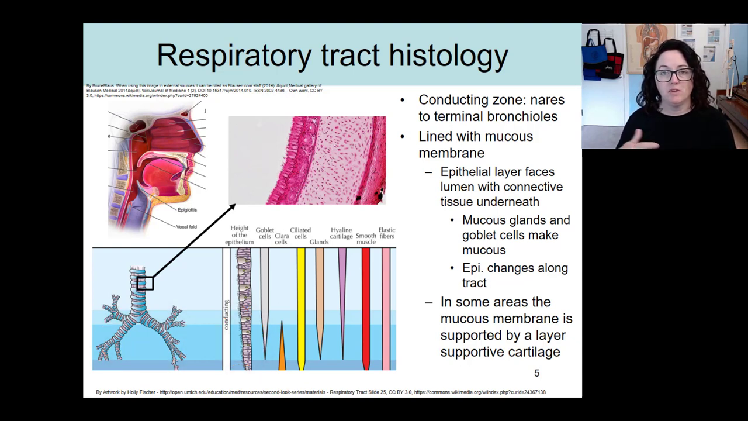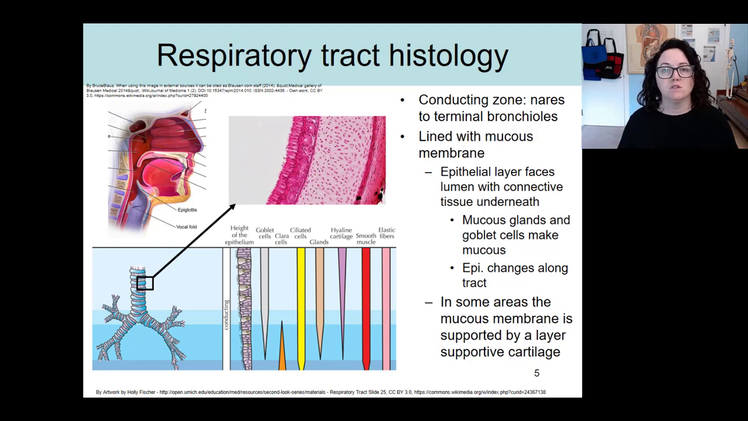Embedded in this epithelial tissue are cells called goblet cells, and the goblet cells are shaped like a wine goblet, which is why they're called goblet cells, and they produce the mucus of the mucous membrane. Some parts of the mucous membrane also have mucus glands embedded within it, and the mucus glands, of course, are also going to be producing mucus. And this mucus is important because it serves to trap debris and bacteria and garbage, basically, that you're inhaling.